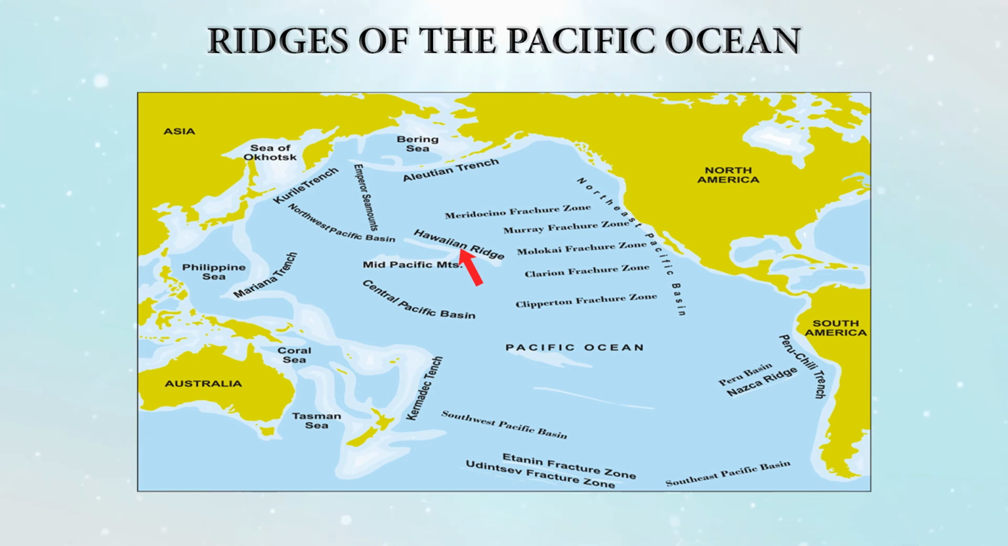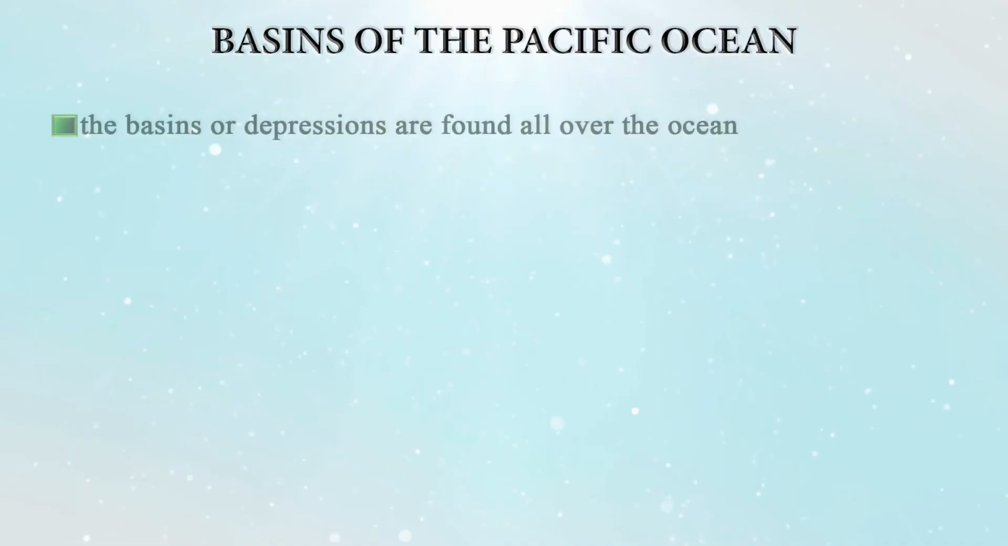You can see in this figure that there are several fracture zones also in the Pacific, which are very clearly marked. And apart from ridges, now coming on to basins, the basins or depressions are found all over the ocean. Since the ocean is devoid of any central ridge, it is not divided into western and eastern parts like the other two oceans we have discussed, the Atlantic Ocean and the Indian Ocean.